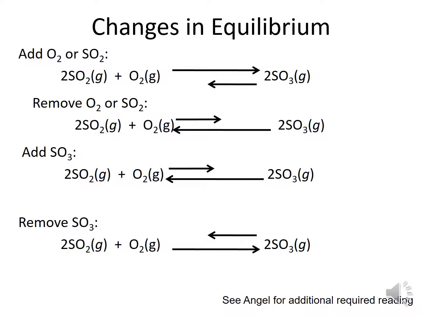And the last one, removing a product. Removing SO3 will slow down the reverse reaction. Now the forward reaction is running faster than the reverse reaction, and so for a period of time until equilibrium is reestablished, you will be making SO3 faster than you're using it up, and so the amount of SO3 will go up. We took away SO3, so we shift the equilibrium to make more SO3. Le Chatelier's principle.